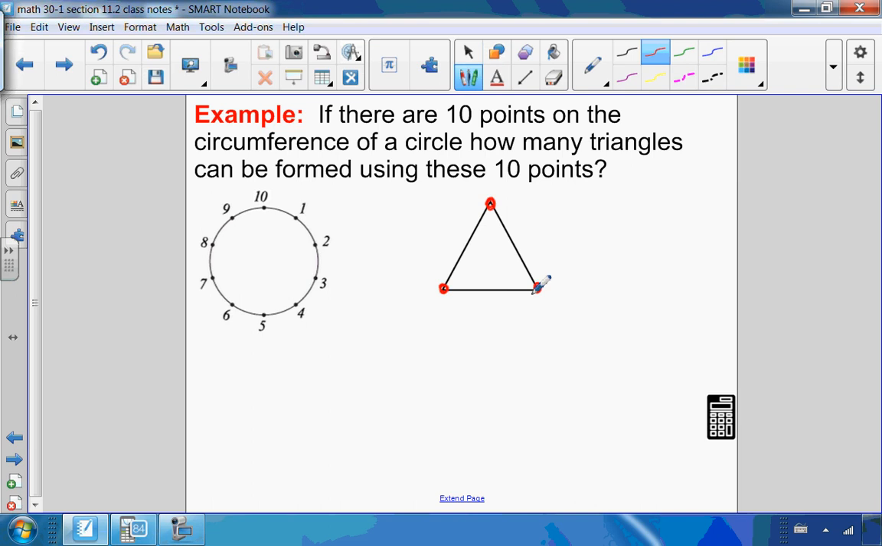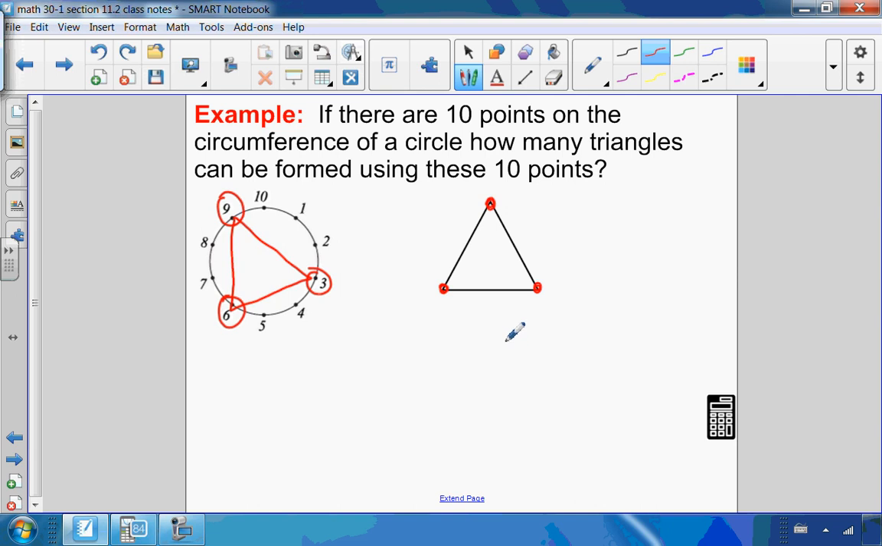So I need any 3 points on there. Does it matter if, let's say I chose these guys here, does it matter if I connect the dots this way, if I go 9 to 6 to 3 to 9? Is that a different triangle than going maybe 9 to 3 to 6 to 9? It doesn't matter, okay? So this is a combination. The order the points are connected does not matter.